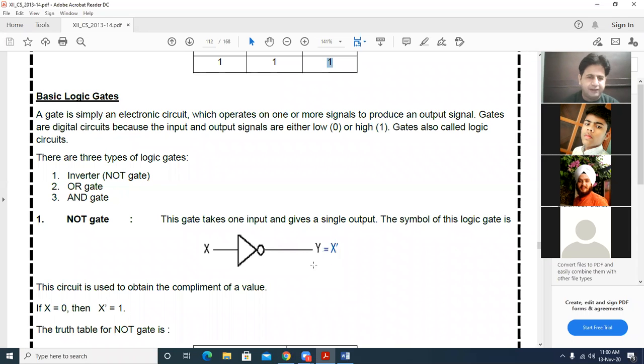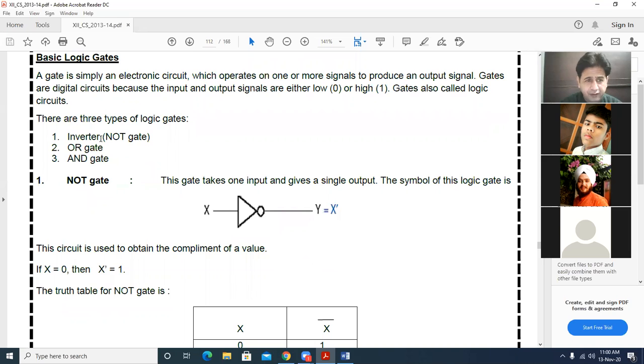So remember one thing, we represent not by this symbol. Look at here, this symbol. This is not. It means if there is an X, this is an input, there is a not operator, and the not operator will do what, it will make X not. Look at here, this is X not.